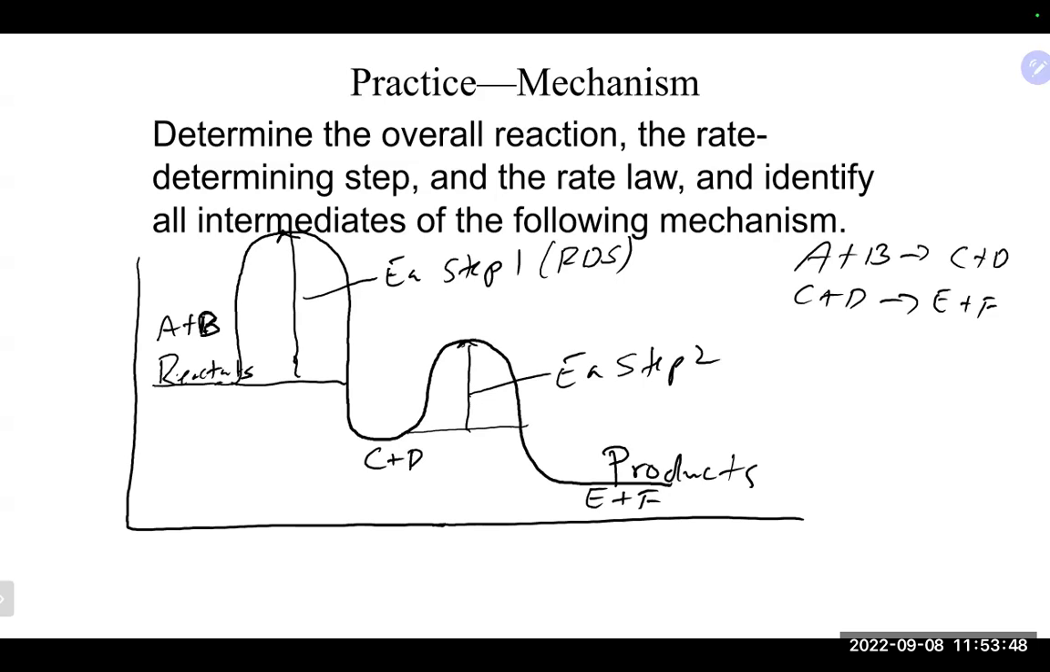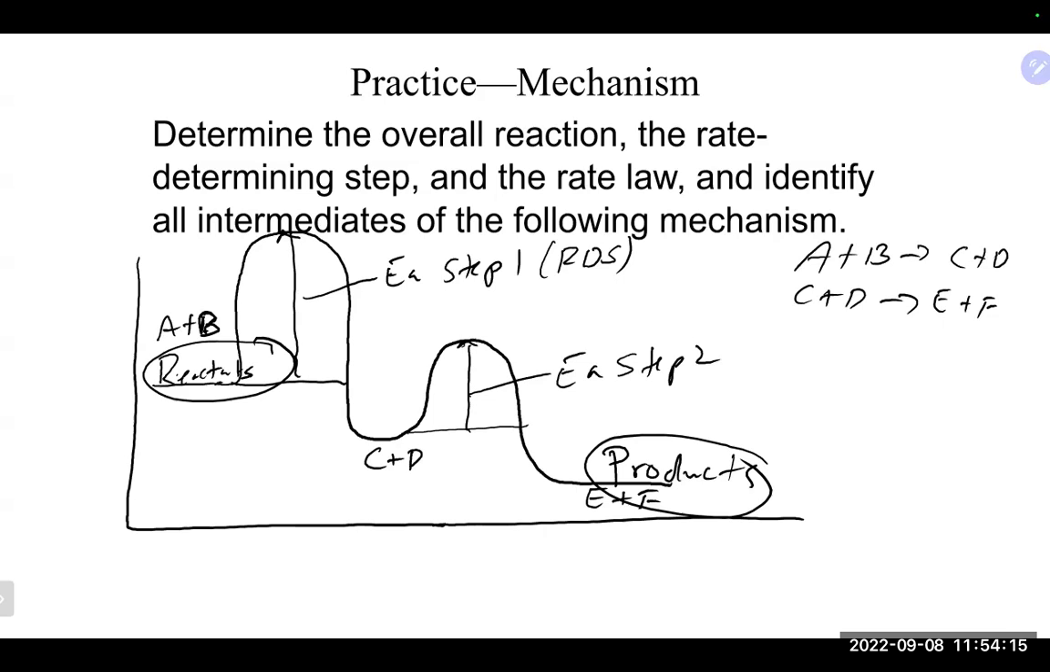Overall, this reaction, the way I drew it, is exothermic or endothermic? It would still be exothermic. Reactants are higher in energy than our products, right? So this is a way that you can demonstrate what's happening in a mechanism with an energy diagram by drawing something like that. Any questions about that?